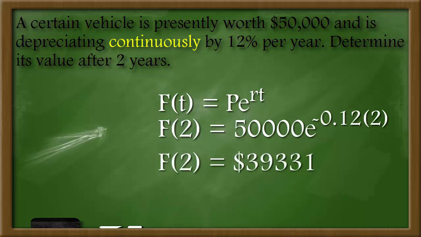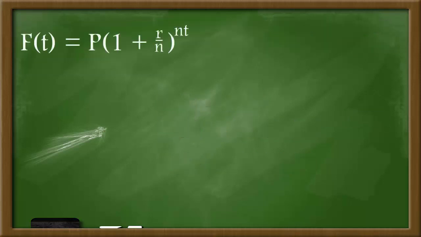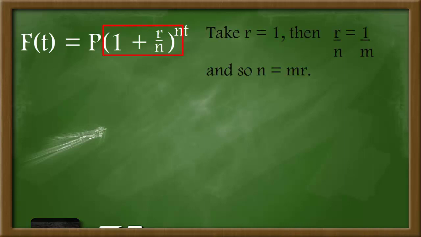$39,331. So what exactly is the value of e and where does it come from? Well, going back to the formula f(t) = p(1 + r/n)^(nt), consider this piece. Take r equal to 1 and we'll let m represent the number of compounding periods in a year. Then r/n equals 1/m, which implies that n equals m times r. If the compounding occurs monthly, for example, then m equals 12. If it were daily, then m would be 365.